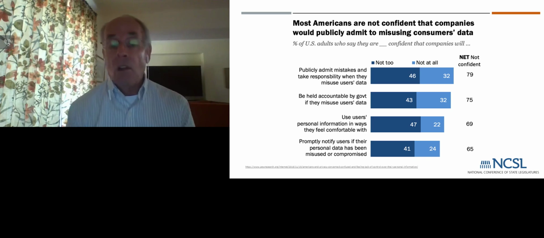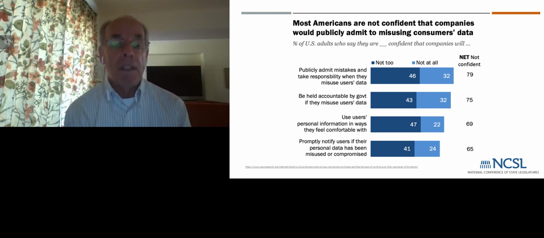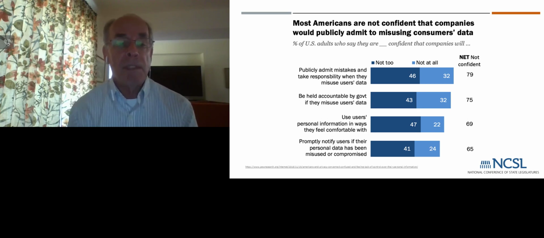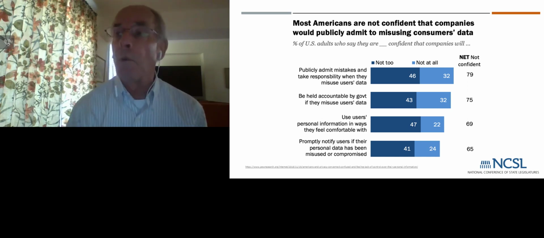The other thing that goes along with that finding related to people being concerned about their data being less secure is they don't think that the companies are very transparent about what happens. So 79% of Americans say they are either not too or not at all convinced that the companies will publicly admit mistakes and take responsibility for misuse of their data. So there's a sense that they just are not made aware when bad things happen. They similarly are not convinced that the companies will be held accountable by the government if there's misuse of data. They are not sure that companies use data and personal information in ways that they would feel comfortable with if they knew about it.